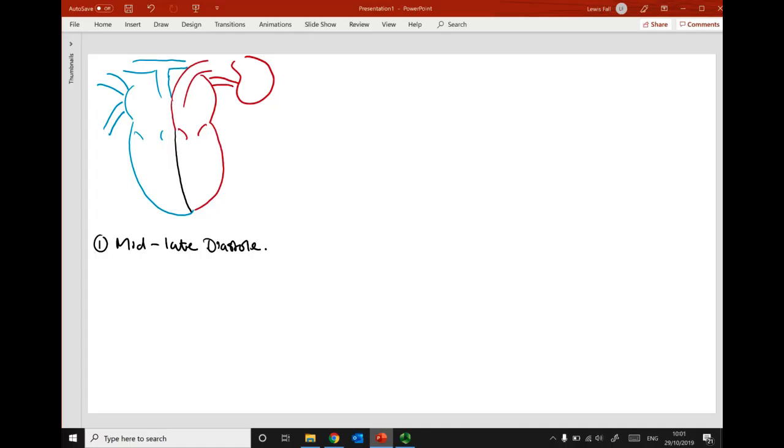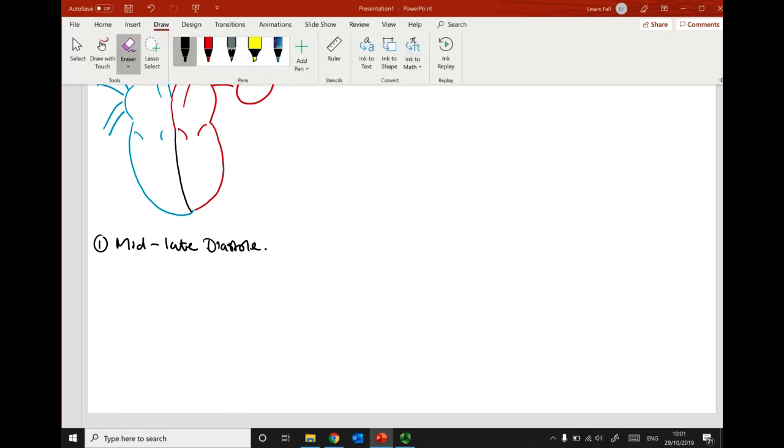Okay, cardiac cycle. We're going to start the cardiac cycle in this bit that I've already gone on screen here, mid-late diastole. And there's a couple of things we need to consider in order to understand it. And the first thing is, what is going on? Well, the events that happen in mid-late diastole are as follows.